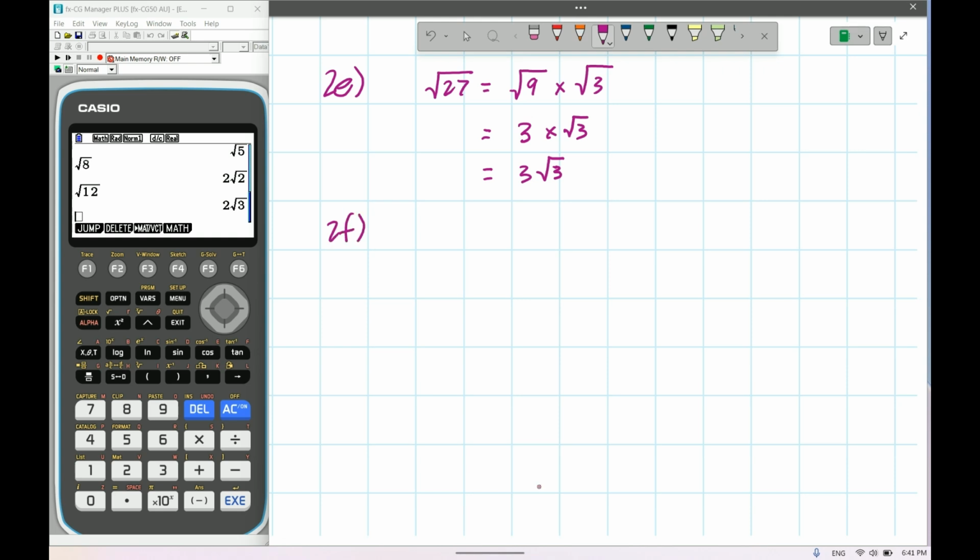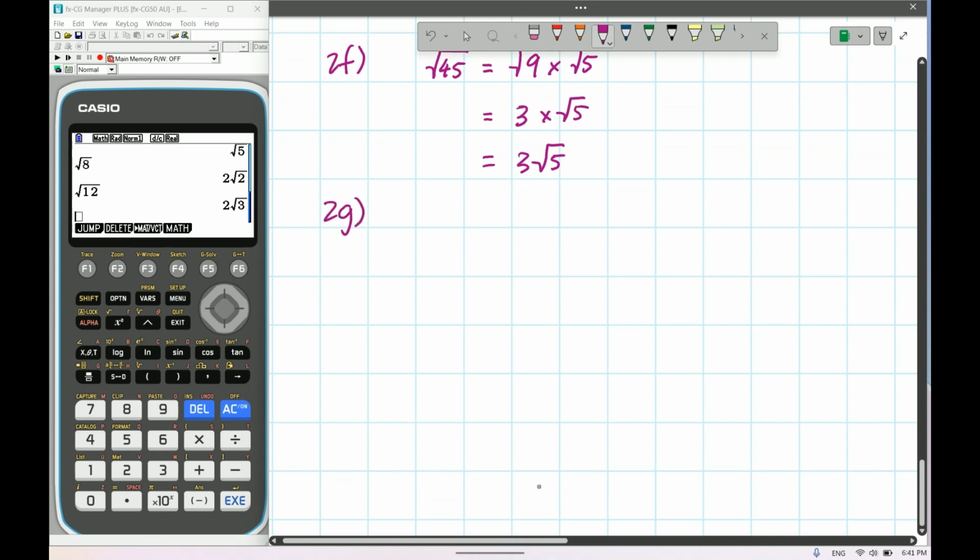2f. So root 45. It takes a little bit of time to think about what numbers they break up into, and the more you do it, the more experience you get. But in this case, I think it should be a 9 and a 5. Square root 9 should be 3, so that should become 3 root 5. All right, cool.